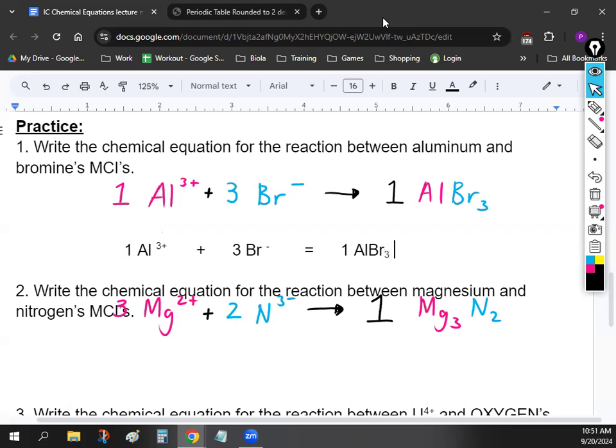Or you can just put the 3 behind it. Either way, I'm comfortable with that. Okay, but that's how you would put it in your Google Docs. You don't have to put the signs up or down. You can just put the numbers in the correct place. And for this, you could do either the equal sign or an arrow. Okay? Either works.